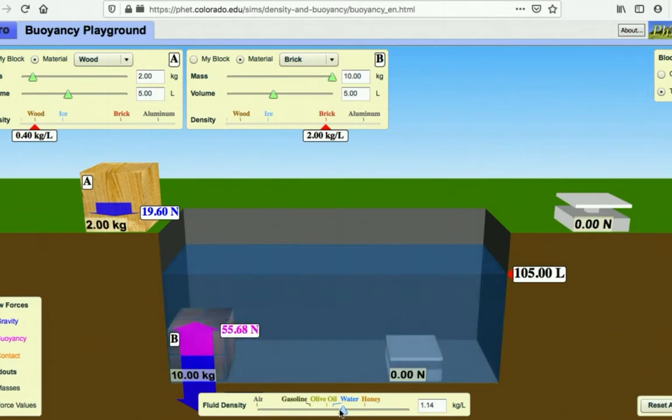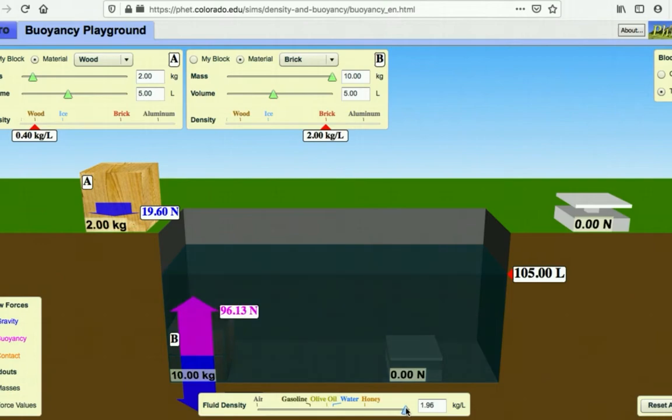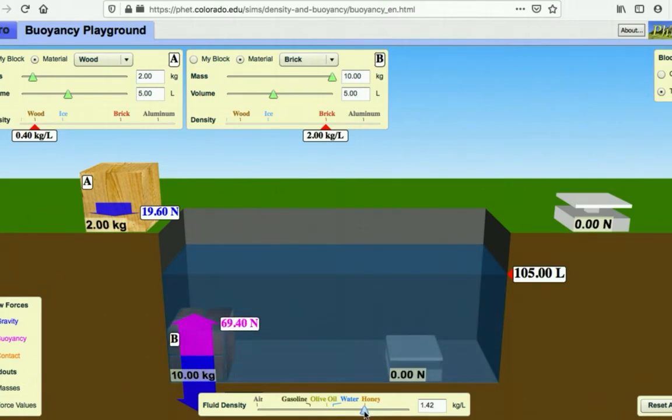And the buoyancy force is now 69.7 newtons. So when it was water, the buoyancy force was 49 newtons. And when I make it honey, it's around there, or even much larger. When I increase the density of the fluid, the buoyancy force on the object increases. And so this should make sense.